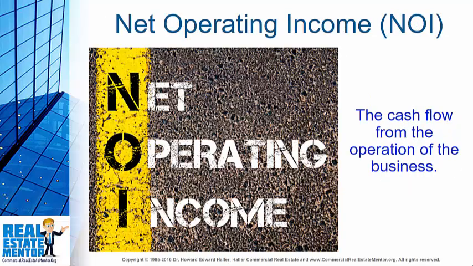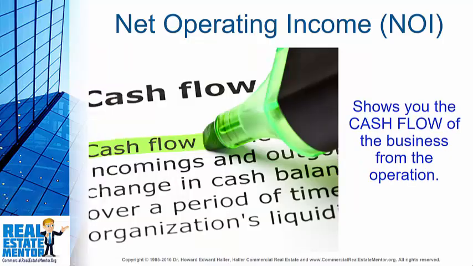NOI, net operating income, is the cash flow from operations from the business. It is only the income that you actually receive minus the actual operating expenses of the business, and that is it. Nothing more, nothing less. It shows you the cash flow of the business from operations. It does not include debt service. It does not include income tax. It is simply the cash flow in from income and the outgo for the actual business operations.